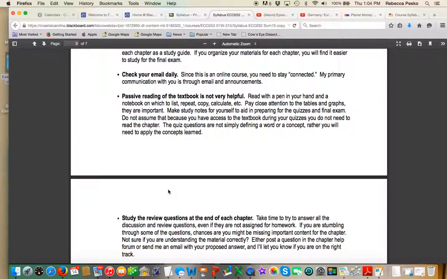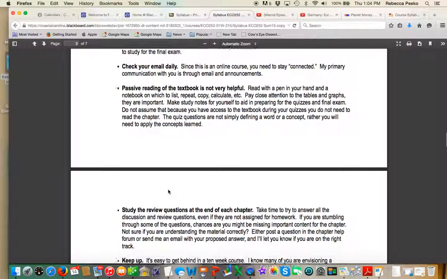So take those practice quizzes. Things you don't understand, go back and look them over and add more to your notes. Make sure you truly understand the concepts before you take something that's graded.